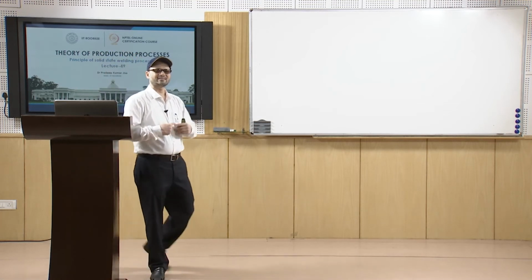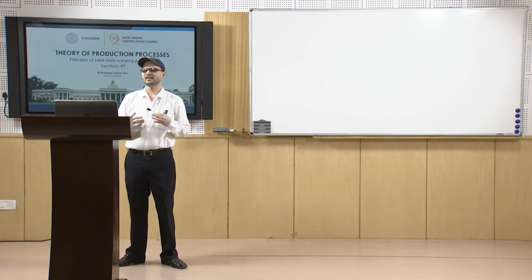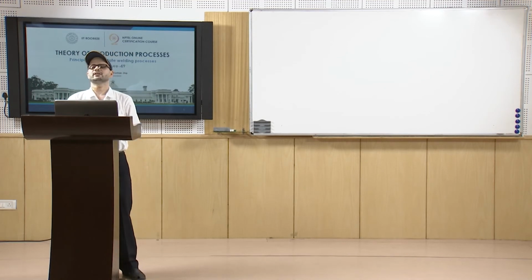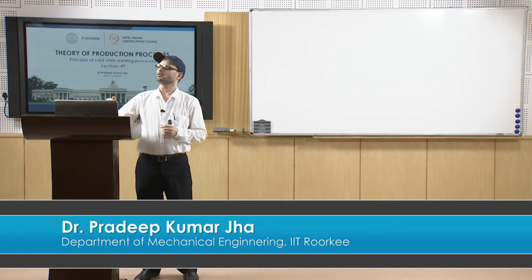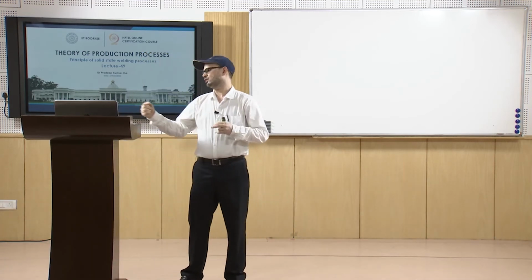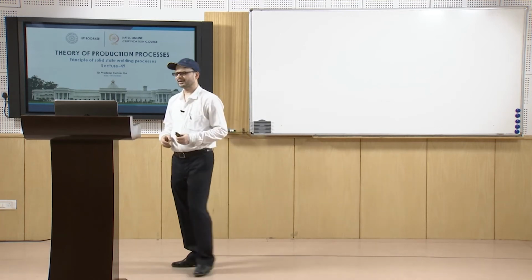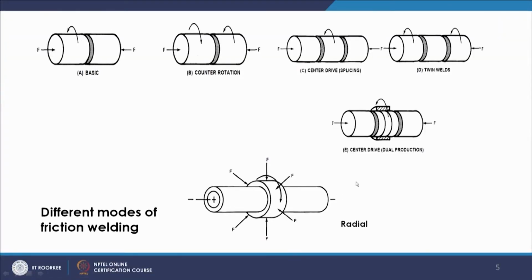Now here, in these cases what you see is that the axis of rotation and the application of force are basically the same in all these cases, but in this case the direction of the force is perpendicular to the axis of rotation. So in the case of this radial welding, as you see, you have the application of force in the direction perpendicular to the axis of rotation.